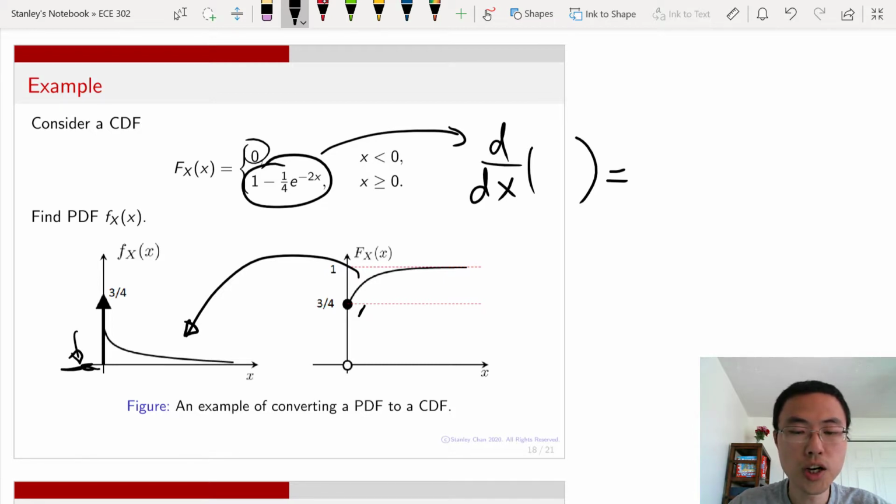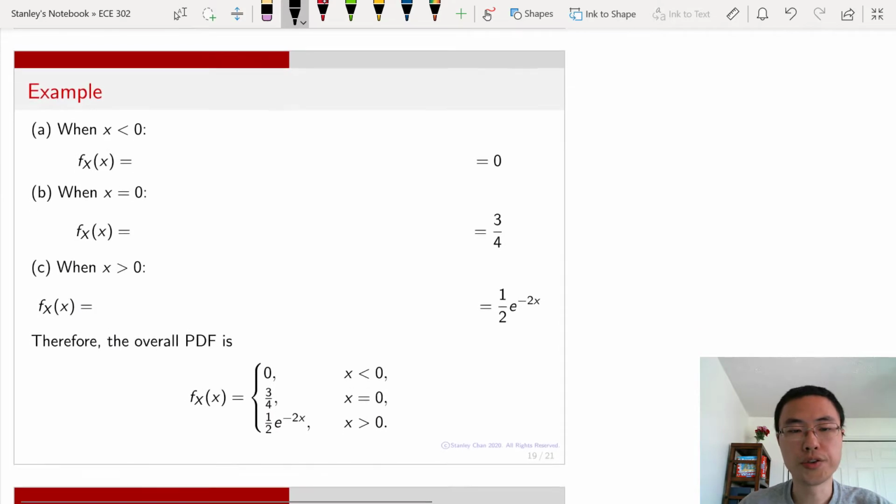Now, at this jump, you need to know what the jump is. The jump says that I have a height of 3/4, and therefore I should have an impulse of 3/4 at the jump. So let's work on the details.